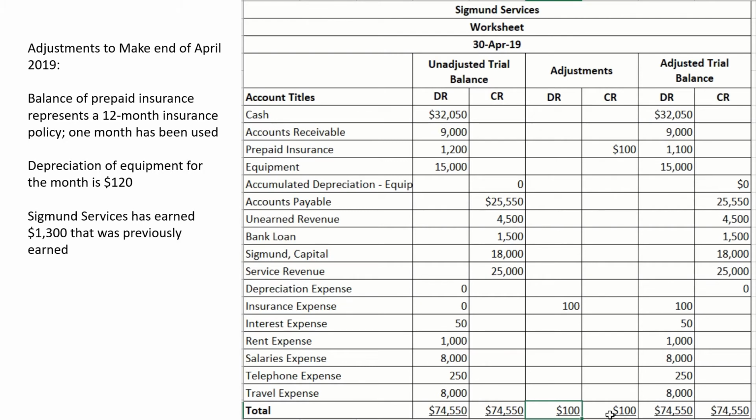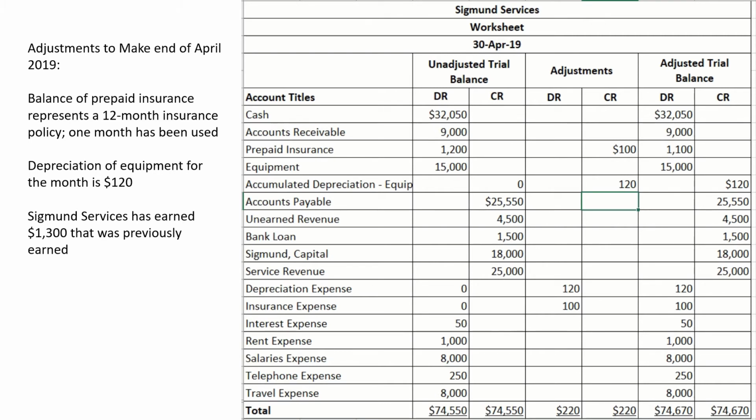The next adjustment we want to make is depreciation for equipment for the month of 120. So if we see our depreciation expense, it says to record 120. Then we want to increase the value of our accumulated depreciation by the same amount, 120 as well. And we continue to be in balance.